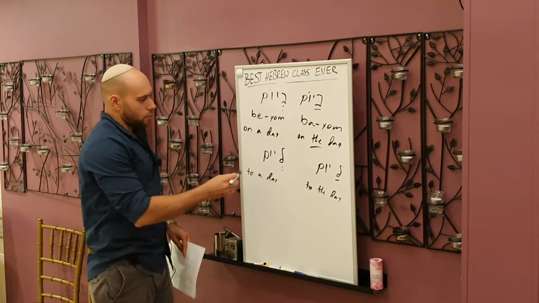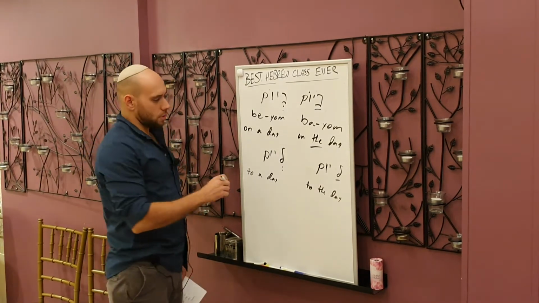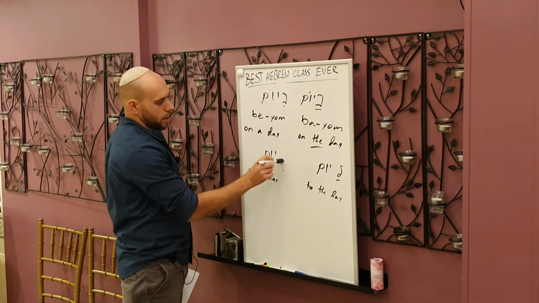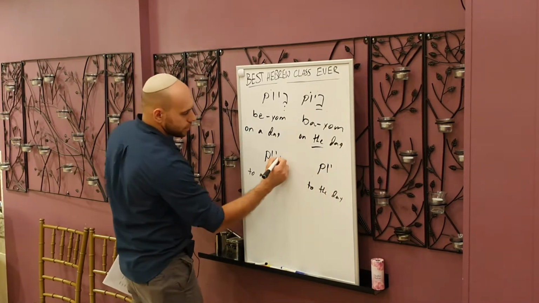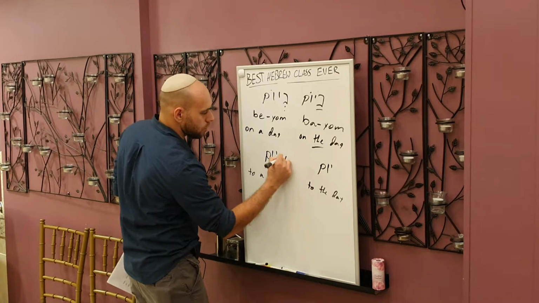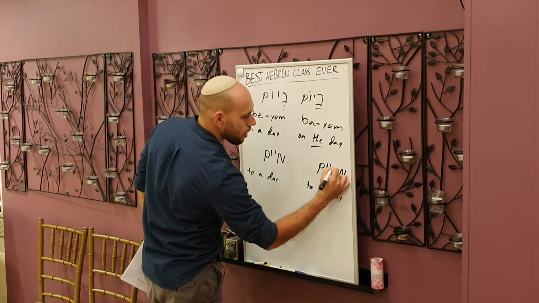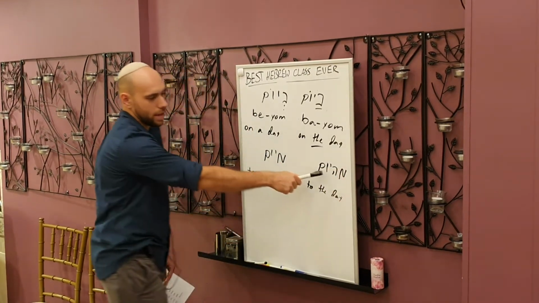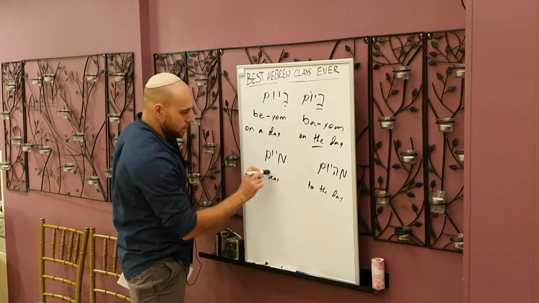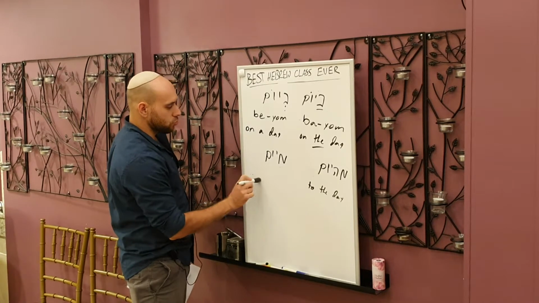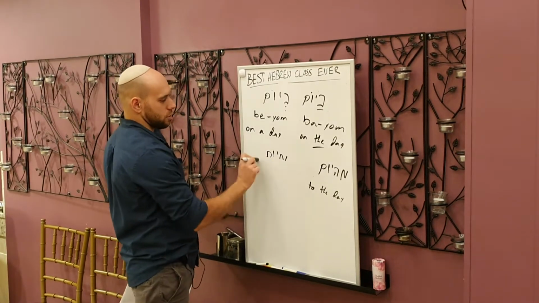Okay. Now, what happens if you want to say "from a day," from a day or from the day? Bayom, bayom. Exactly. So this one would be meyom, and this would be hayom. The ha remains. Okay. That's the special rule for just those two prepositions.